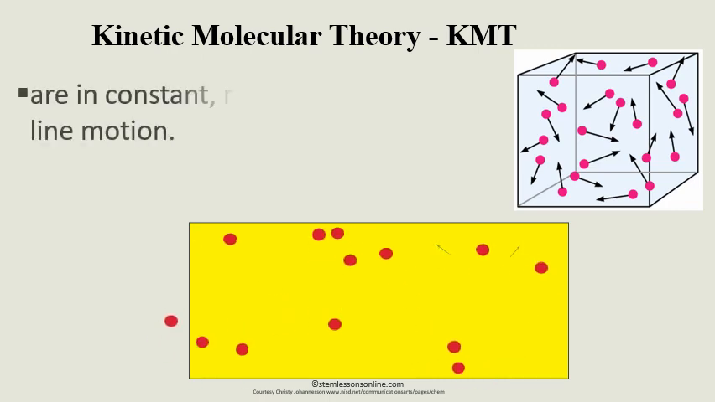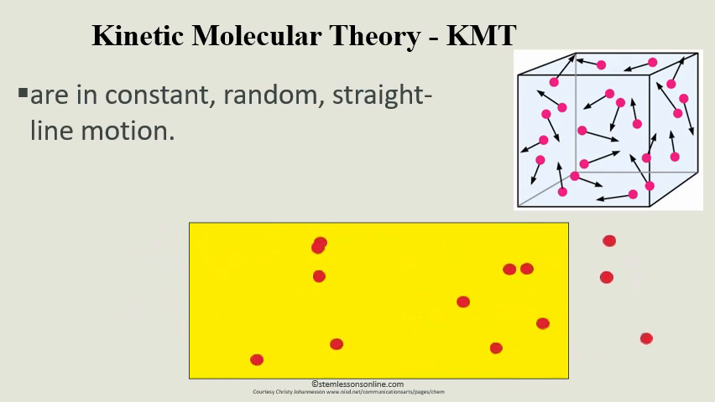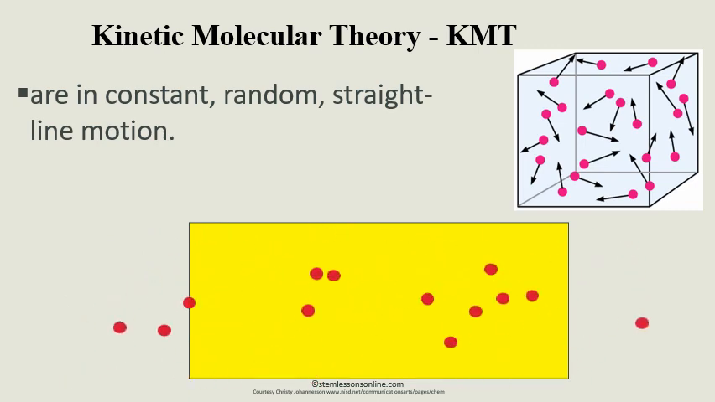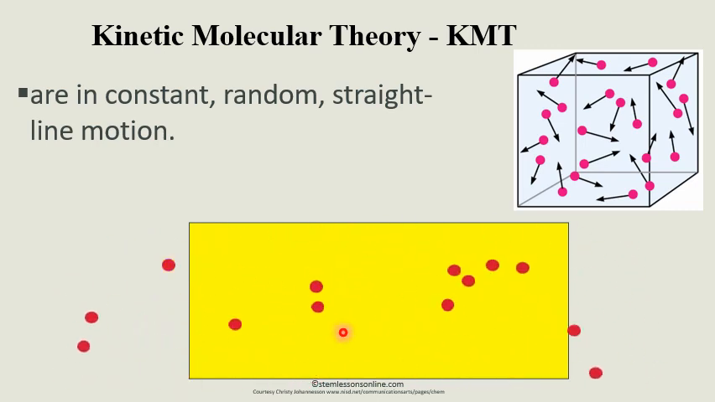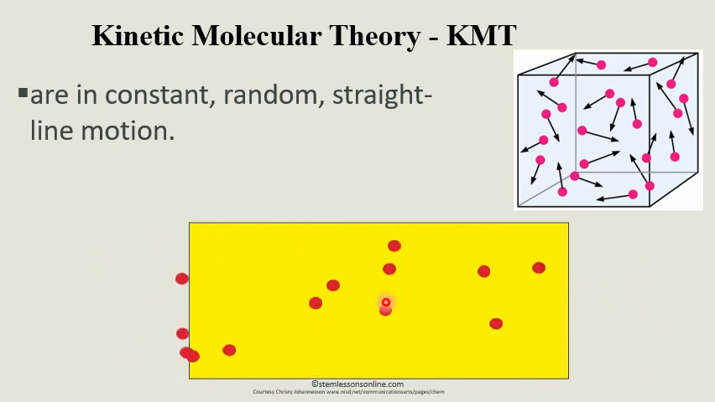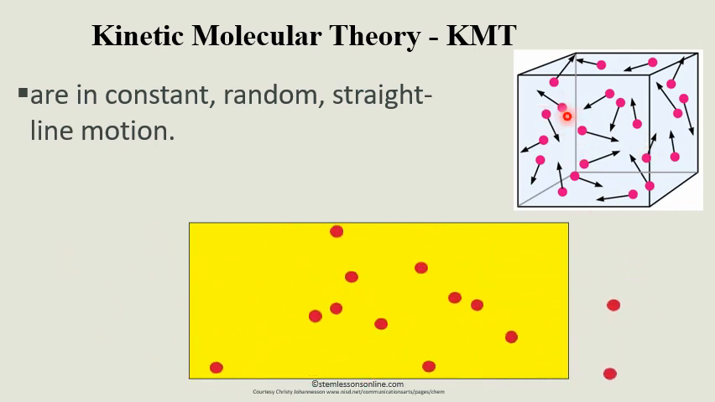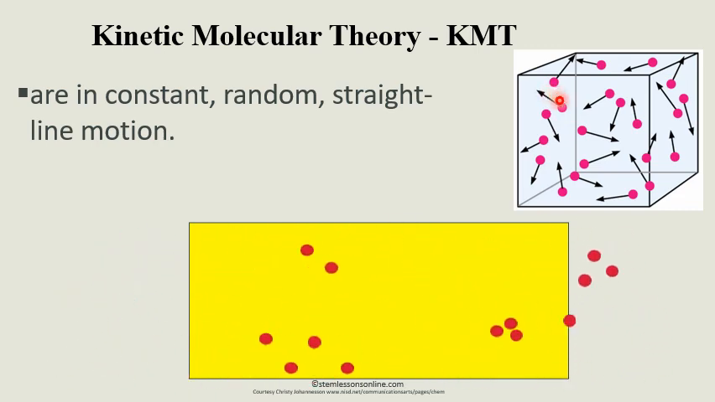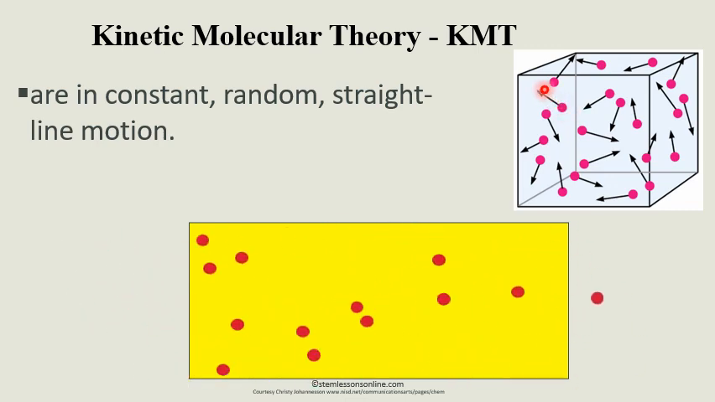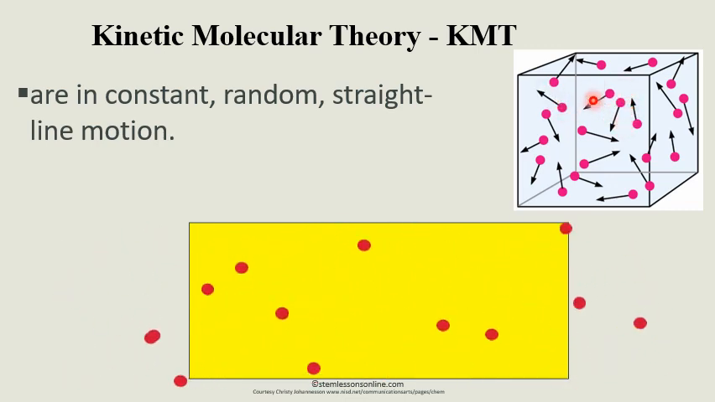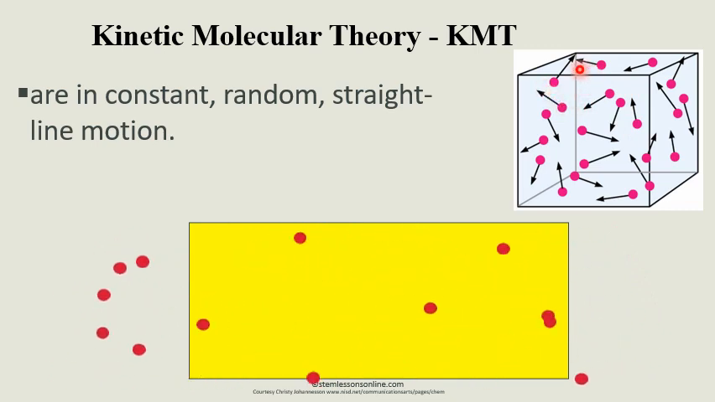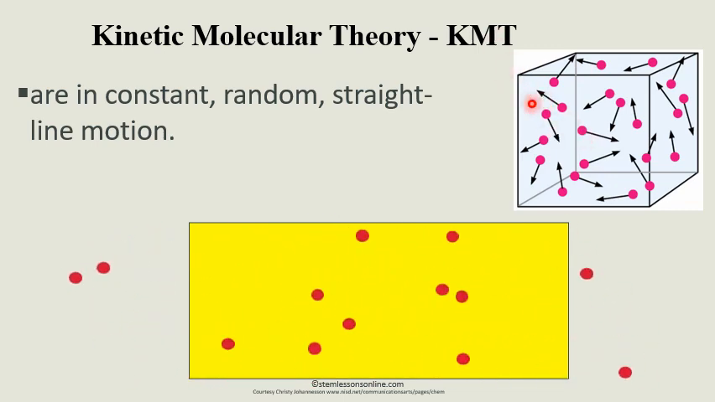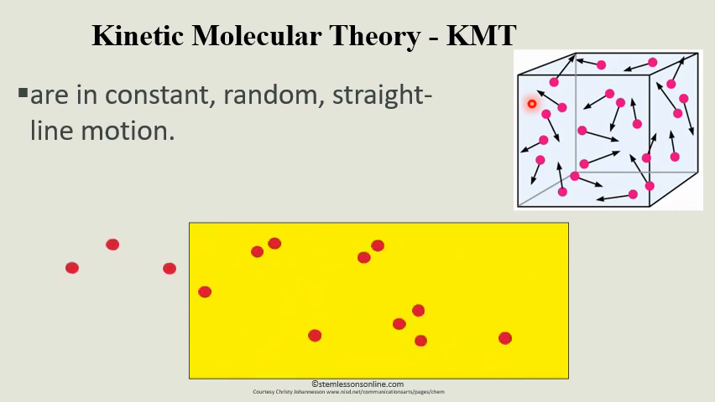So kinetic molecular theory says that the gas particles are always in constant, random, straight line motion. Always it is moving like that. It always moves in a straight line, not a curved path, which is represented by an arrow pointing towards some direction. The length of the arrow shows speed: if it is longer, it means higher speed, and if it is shorter, it means lower speed. The length indicates the speed and the arrow indicates the direction.